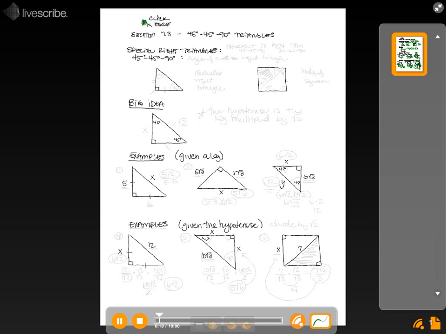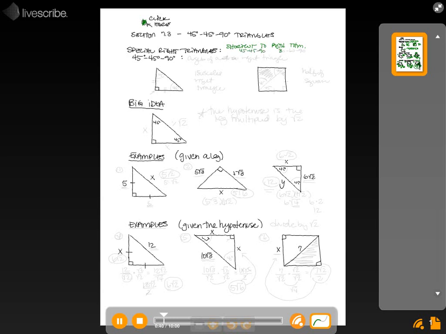First thing I want to talk about is what a special right triangle is. Well, a special right triangle is a shortcut to the Pythagorean theorem. Okay, there are two types. The first one is 45, 45, 90, and the second one is a 30, 60, 90.